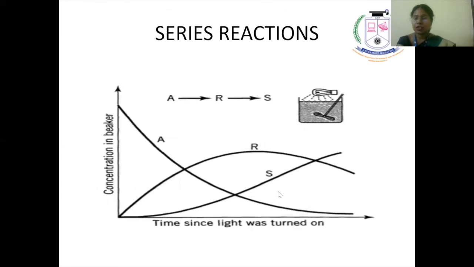If we consider a series reaction, we can consider two types of arrangement. Say, for example, this is a beaker having the reactants and it's irradiated with light. When we plot the concentration against the progress of time since light was turned on, A will slowly disappear and R will slowly start forming and then start decreasing to give way to S, which is forming. So in this case, where a certain light source is given to a large amount of reactant, we have the formation of the desired product R.